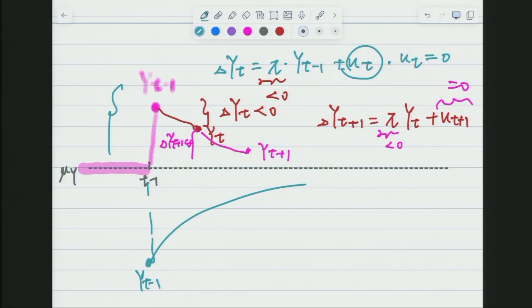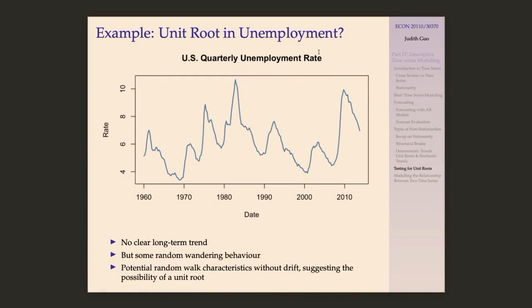Now, let's consider a practical example. Here I want to test whether there's a unit root in the unemployment rate. We can see from the time plot that there's no obvious long-term trend, but there does appear to be some random wandering behavior, in the sense that it's not frequently fluctuating around some constant mean. So potentially we have a random walk characteristic without drift. Without the drift means there's no deterministic trend, and this indicates the possibility of a unit root.